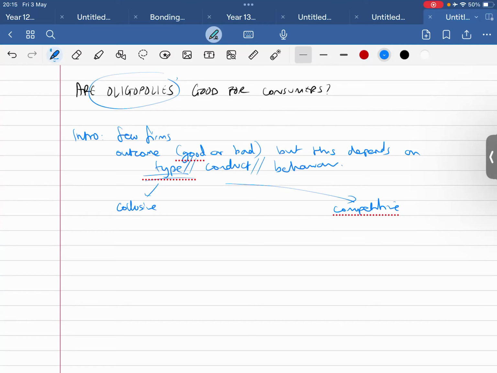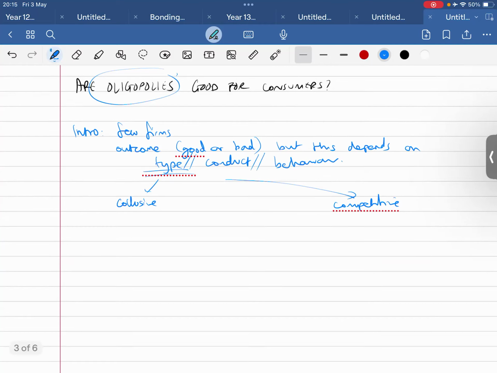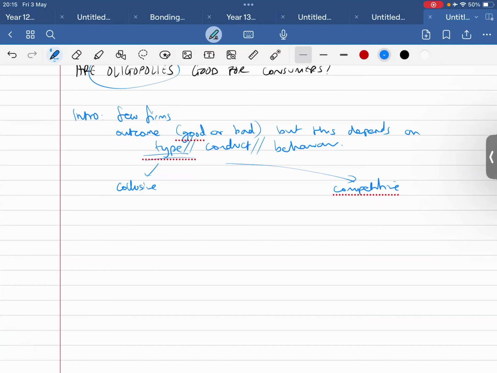So if the question is about supermarkets or coffee shops, then you would go down the competitive oligopoly route. If the question is about oil companies, then it's definitely a collusive route. It's kind of crazy. OPEC is literally firms that have colluded. OPEC is oil producing countries who have colluded to limit and influence the global oil market.